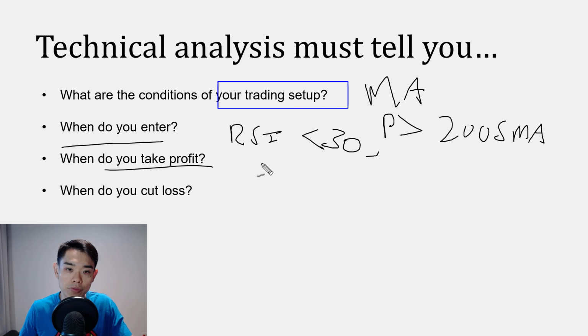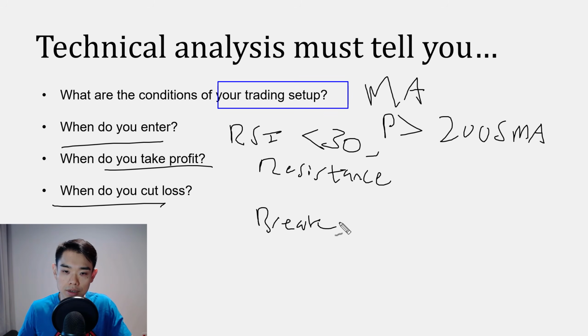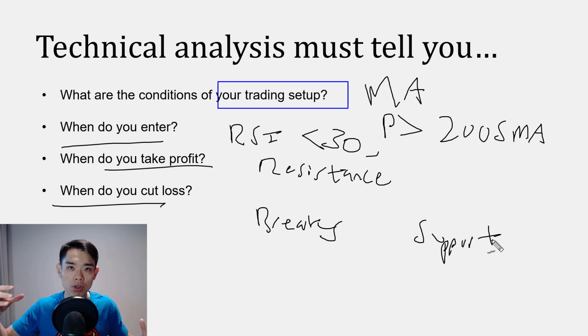When do you take profit? Let's say you take profit at resistance or before resistance, using the concept of price action, support, resistance. And when do you cut loss? Let's say if the price breaks support, you cut loss.